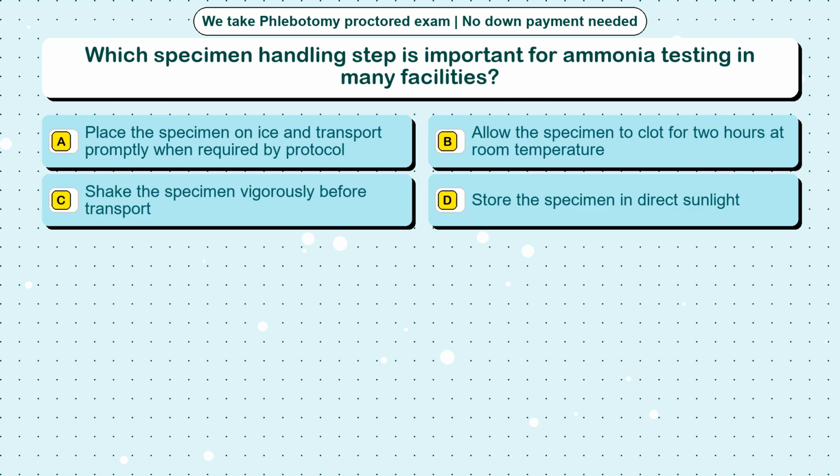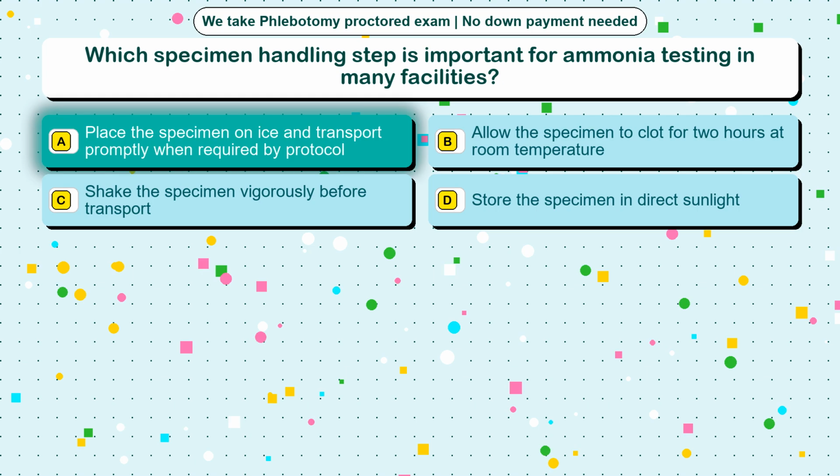Question 95. Which specimen handling step is important for ammonia testing in many facilities? Option A. Place the specimen on ice and transport promptly when required by protocol. Option B. Allow the specimen to clot for 2 hours at room temperature. Option C. Shake the specimen vigorously before transport. Option D. Store the specimen in direct sunlight. The correct answer is option A.